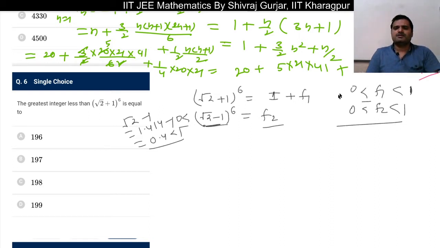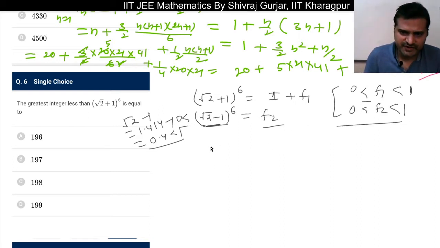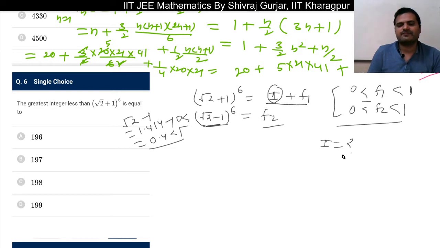Okay, so now we need to find, actually what we have to do here. It is being asked the greatest integer which is less than this. So this total term is I plus f1; the integer just less than this, the greatest integer, will be I. So basically we are asked to find I here. Okay, so let us add this.